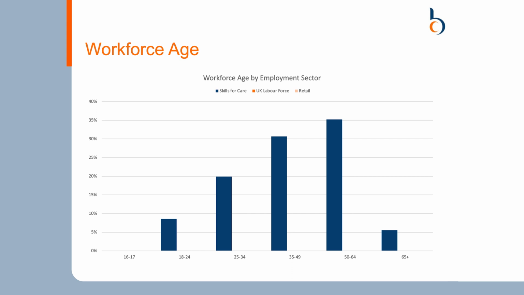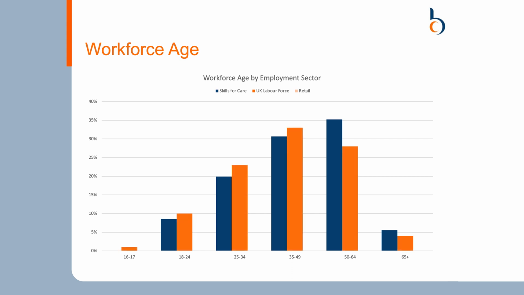So this is the age profile of the Skills for Care workforce. This is the CQC registered workforce, so that's home care and registered care services. You can see a gradual progression. The biggest part of the workforce is 50 to 64-year-olds. If you look at the overall UK workforce, it fairly closely follows this up until this point, where the adult social care workforce is significantly older than the general workforce. The most striking difference, though, is the retail sector, which is considerably younger.